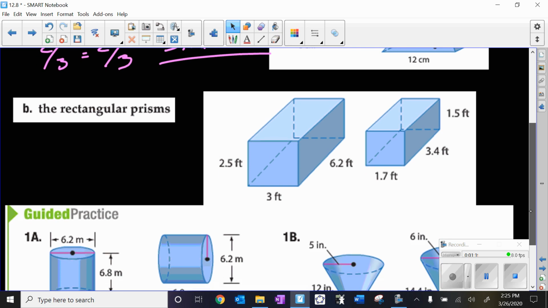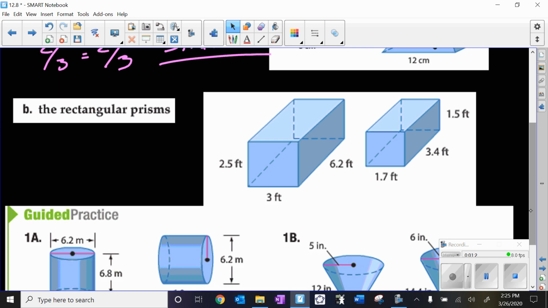Looking at letter B here, the rectangular prisms. Again, we can throw out the idea of being congruent. They're different sizes. But we can check to see if they're similar or not. So I'm going to start with 3. 3 is going to go over 1.7. The 2.5 would go with 1.5.